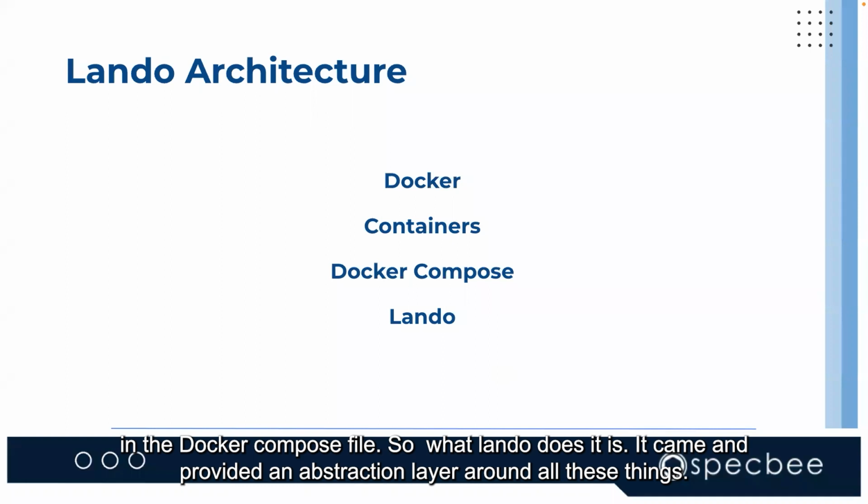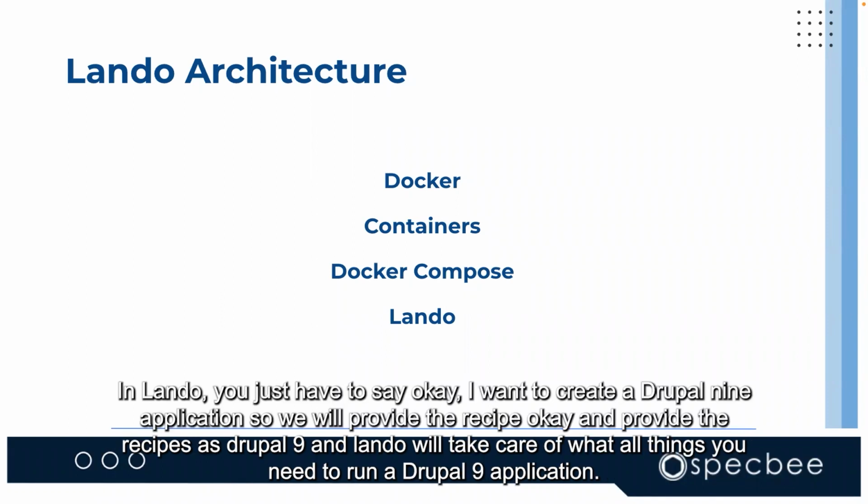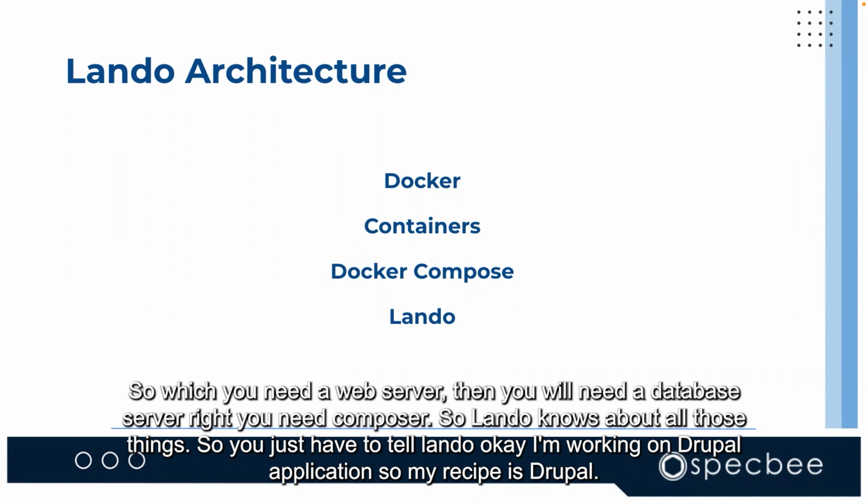So what Lando does is, Lando came and provided an abstraction layer around all these things. In Lando, you just have to say, okay, I want to create a Drupal 9 application. So you will provide the recipe as Drupal 9. And Lando will take care of what all things you need to run a Drupal 9 application. You need a web server, then you need a database server, right? You need Composer. So Lando knows about all those things. You just have to tell Lando, okay, I am working on a Drupal application, so my recipe is Drupal.